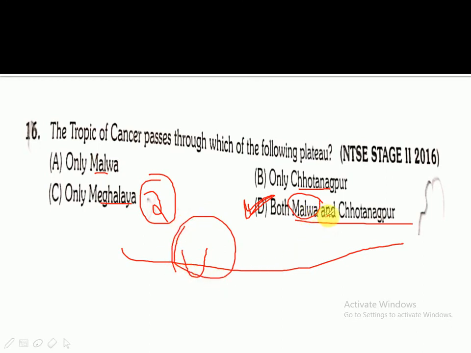When I was asked to answer this, I answered Chota Nagpur, because I highly doubted it passes through Malwa. I thought Malwa is to the north of Rajasthan. This cleared my two doubts. First, that Tropic of Cancer passes through Malwa, and second, that Malwa lies in the southern end of Rajasthan. So it passes through both Malwa and Chota Nagpur.